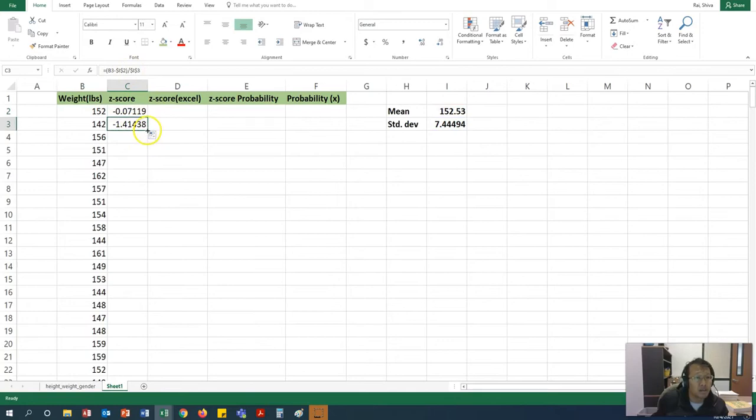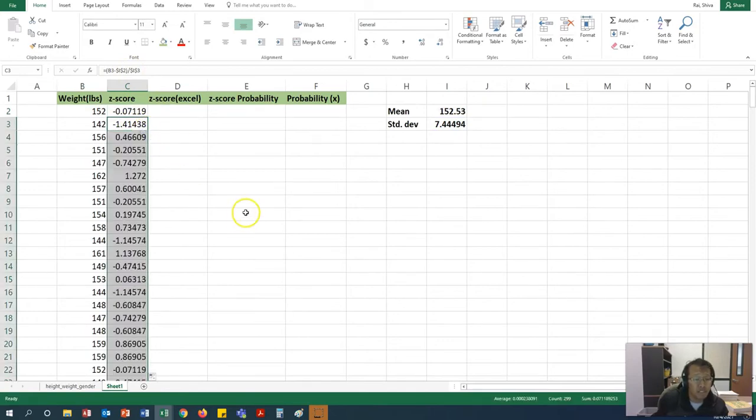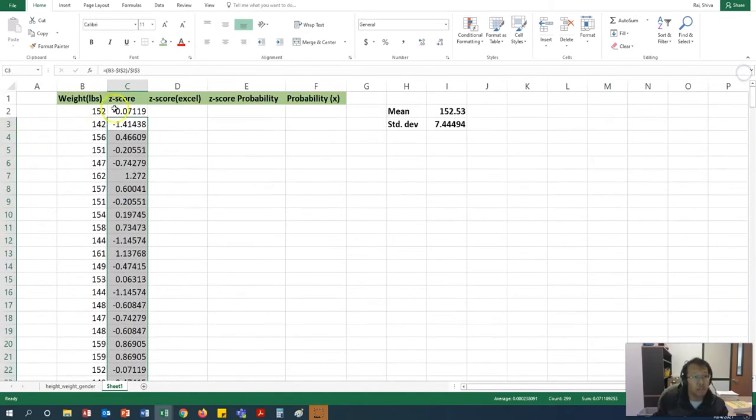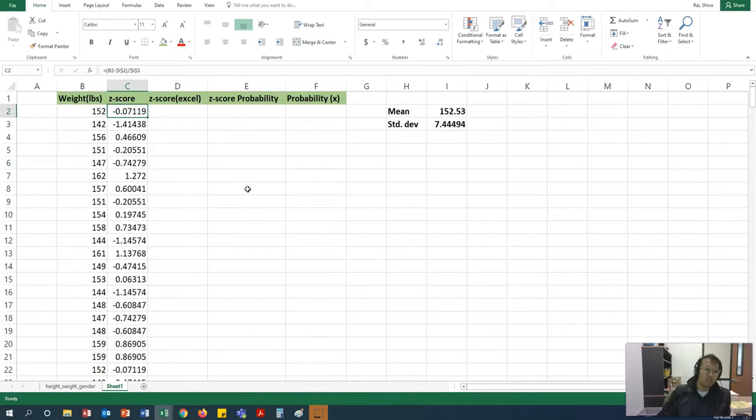Now double click, and you will see that all the 300 data points have their z-score. So it was fairly straightforward. We have the formula and we just input everything over there. So this is the way we go by using the traditional formula.